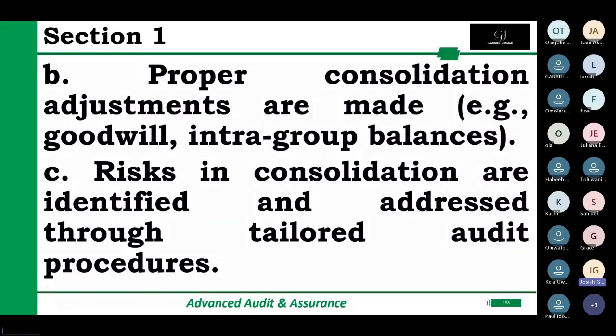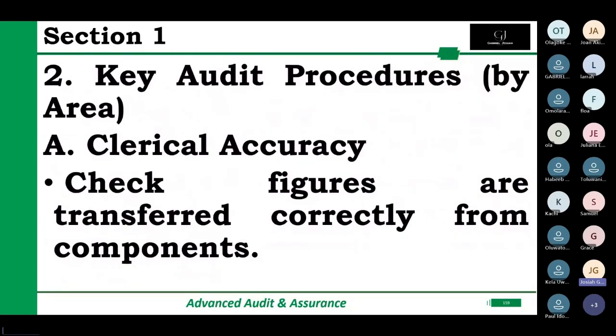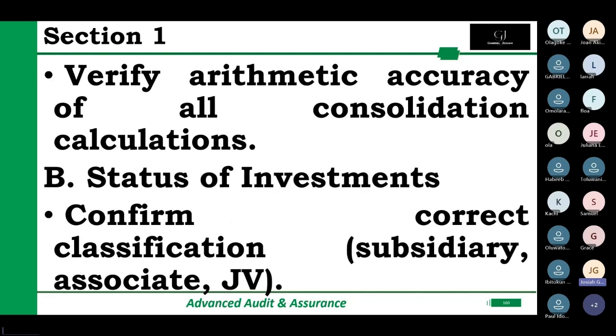And also, risks in consolidation are identified and addressed through tailored audit procedures. So he needs to assess risk first, based on his assessment, and ensure that those risks are identified, evaluated, and mitigated appropriately through some of those procedures. Also, key audit procedures by area, like clerical accuracy around checking figures transferred correctly between components and in consolidating the group. This has to be performed as the job of the group auditor.